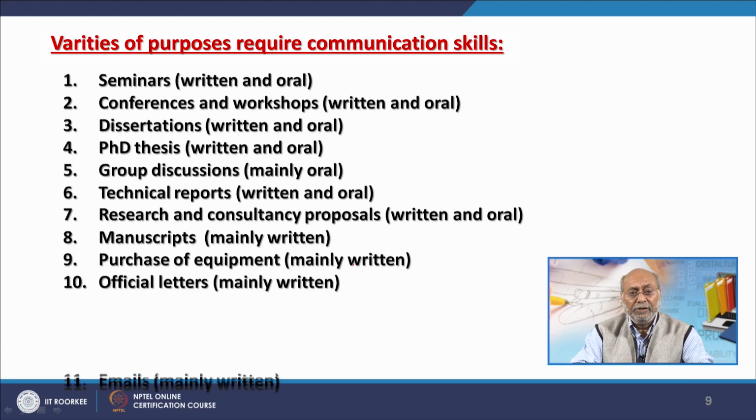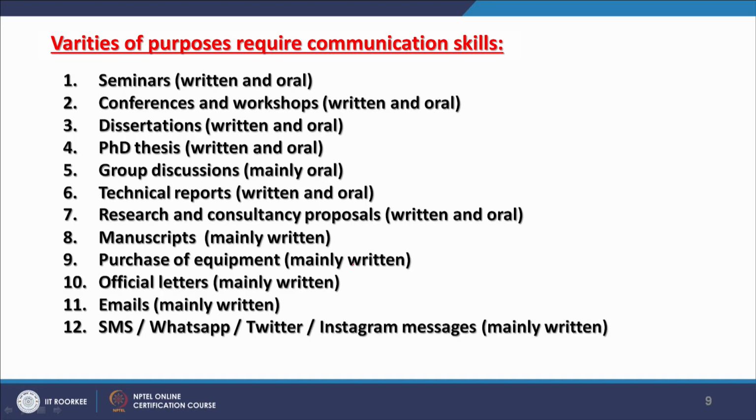Official letters: we keep writing official emails and official letters, and these are all written communications. Nowadays there are SMS, WhatsApp, Twitter, which is now X, Instagram messages, and various kinds of communications which we do through our smart mobiles. There also, I would suggest, one has to be very precise, accurate and easily comprehensible, because it can create a lot of confusion for whoever receives it if it is not communicated well.